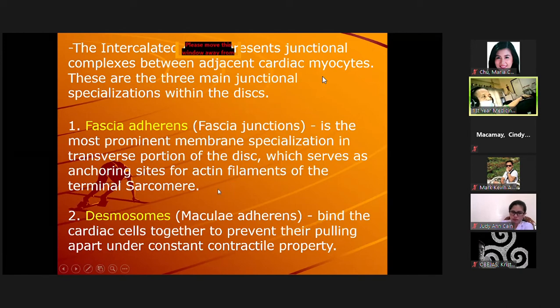Second, the desmosomes or macula adherens, bind the cardiac muscles together to prevent their pulling apart under constant contractile activity. While the fascia is the anchoring site for actin filaments of the terminal sarcomere, the desmosome is between the cells. This will be given in the examination always because it's important.